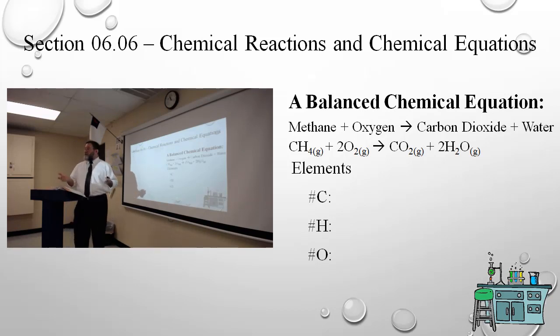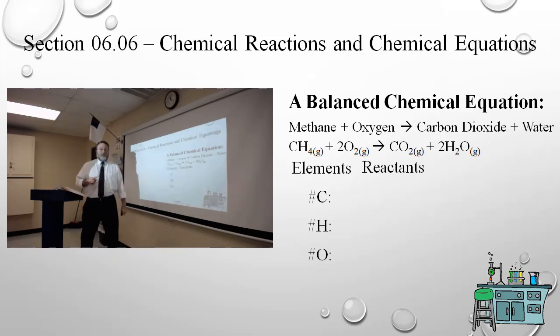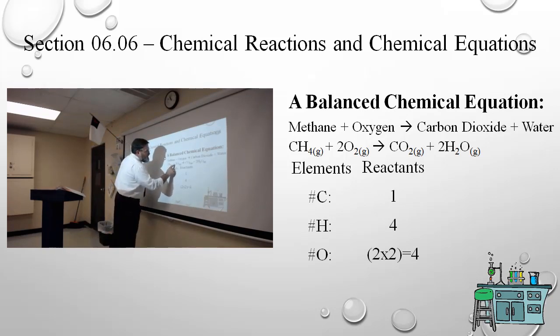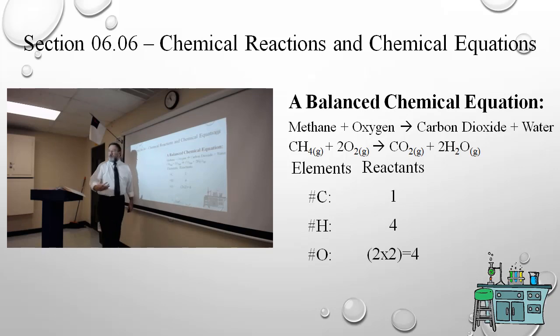So what we're going to do is count them up. Let's count up on the reactants. How many carbons are on the reactant side? Right, just one, right here on the methane. Hydrogens, good, and oxygens. How many oxygens are in the reactant side of this equation? How many oxygens are there? 4. 4, right. Why? Because I have 2 sets of 2. Okay? I have 2 sets at 2 per set, or 4 oxygens.